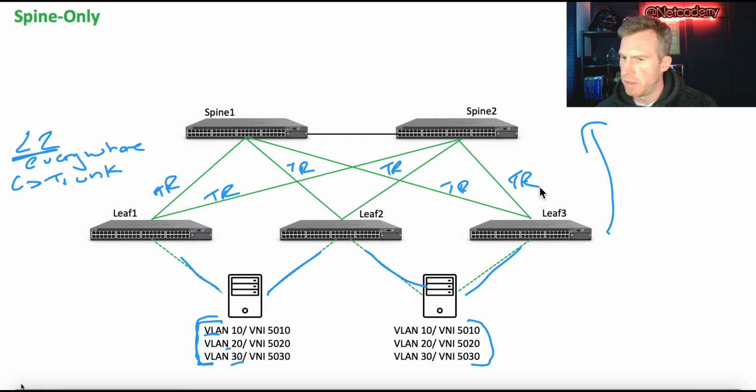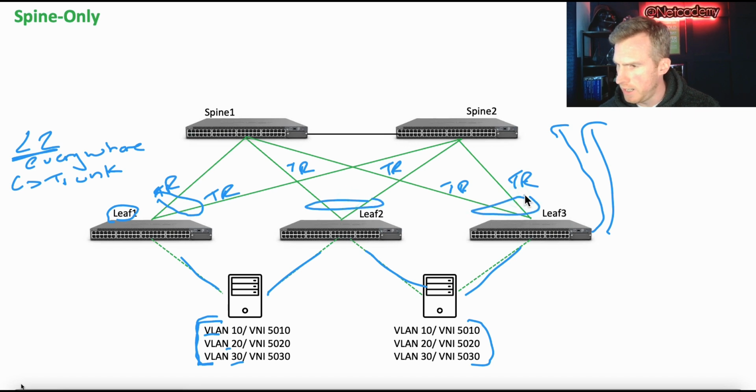We are trunking those VLANs up from the leaves up to the spines. And additionally, from the leaves' perspective, if we look at it from this link here, and from these links here, and from these links here, it sees all of these as a link aggregation group, or LAG for short.